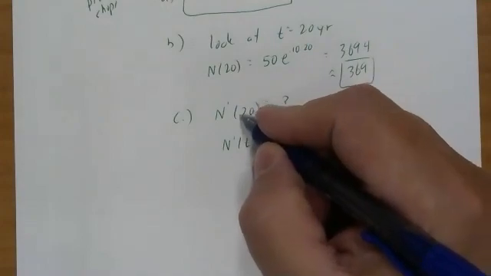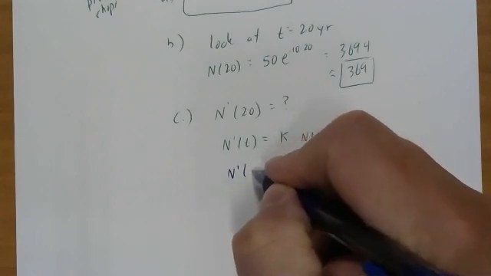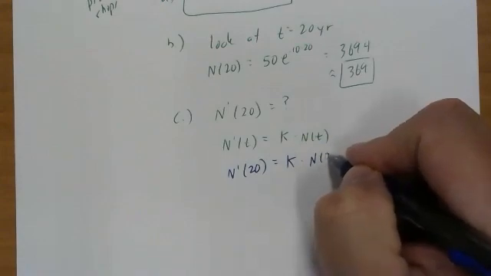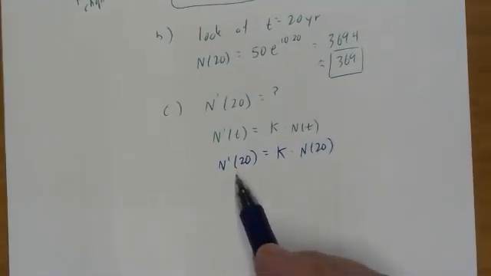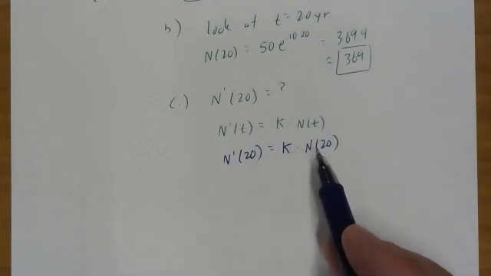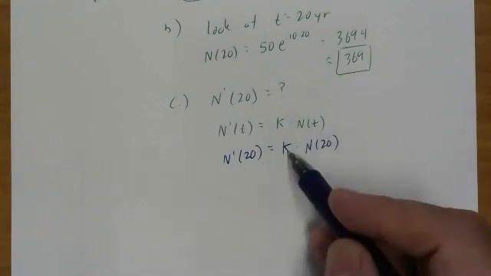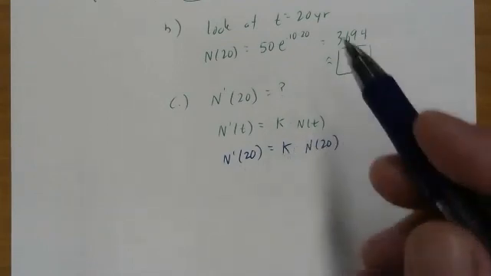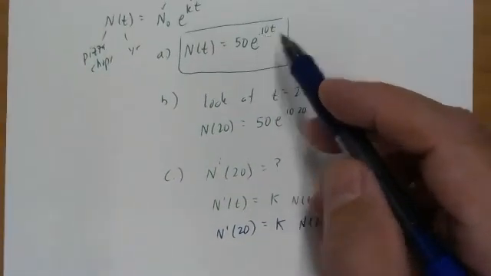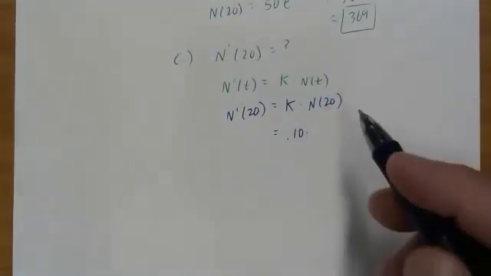What we want is to figure out the derivative when t is 20. So what I can do here is rewrite this as the derivative for year 20 equals k times the function of year 20. Well, I know what k is. K is this 0.10. We figured out k way at the beginning. So I can put in 0.10 for k.